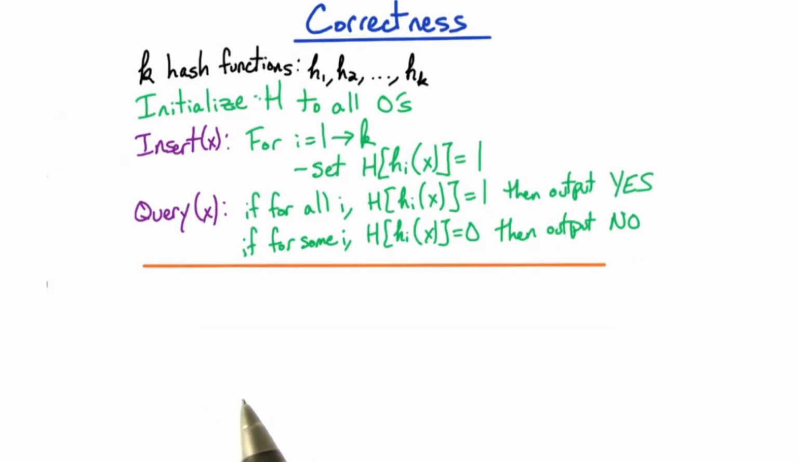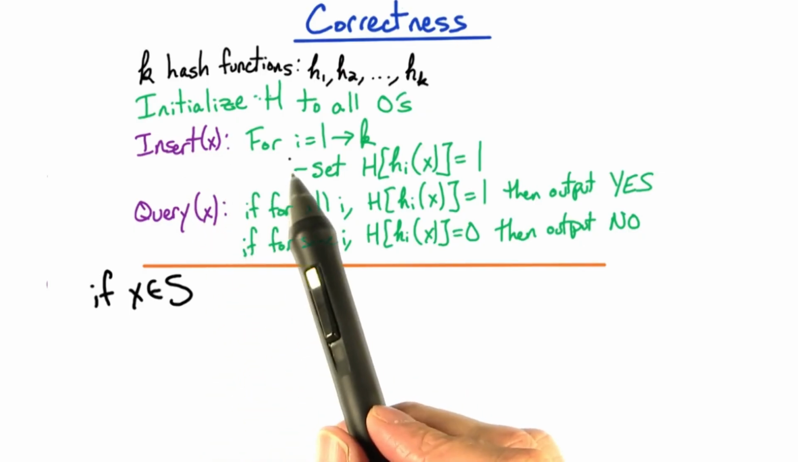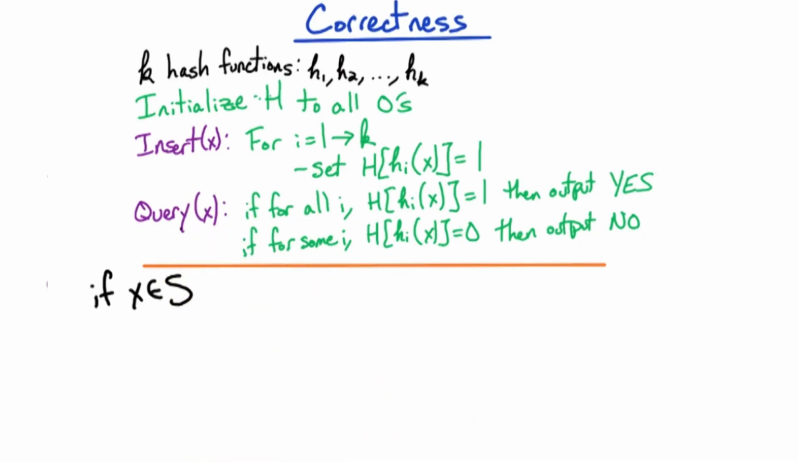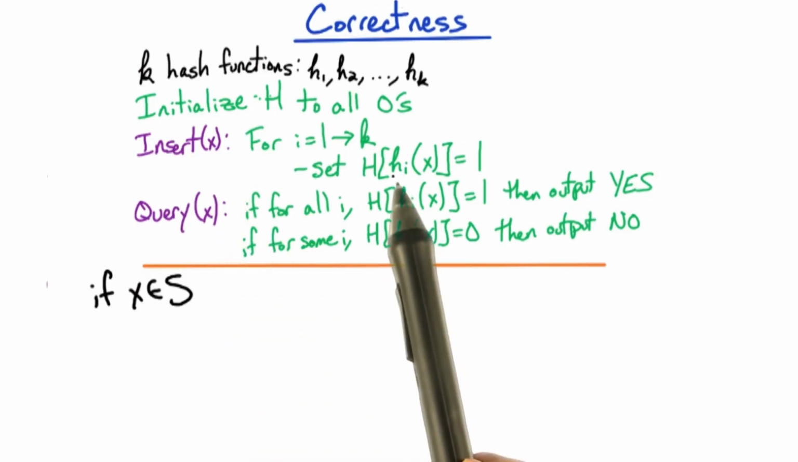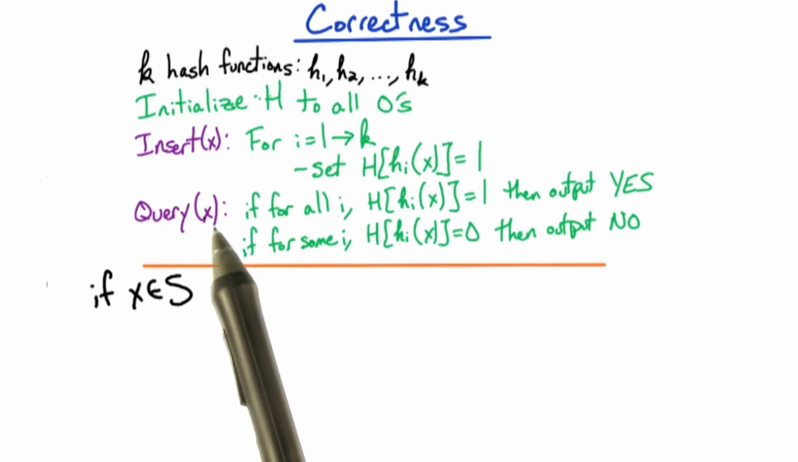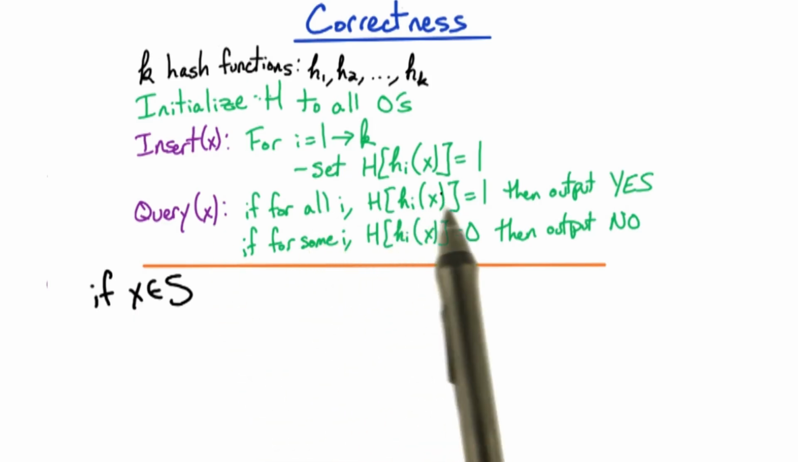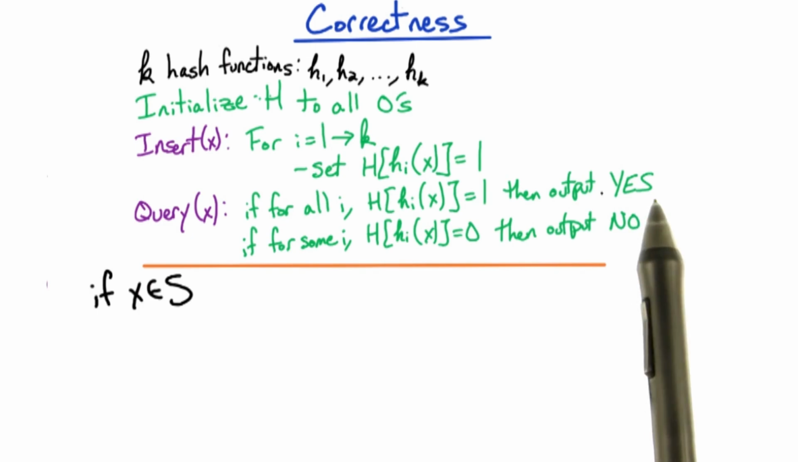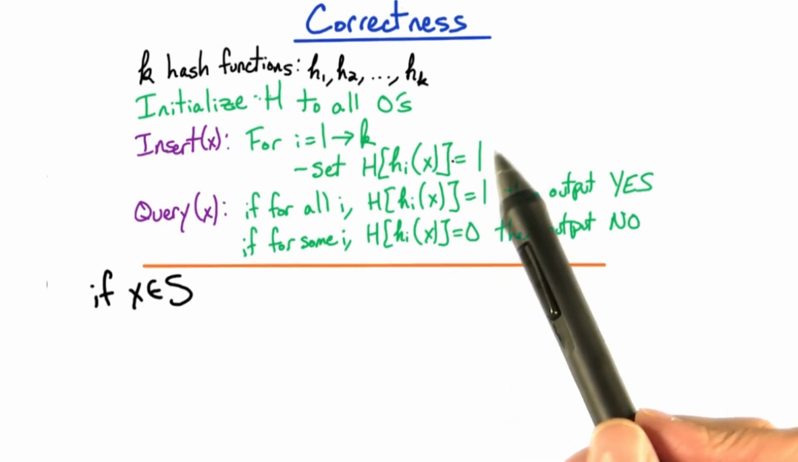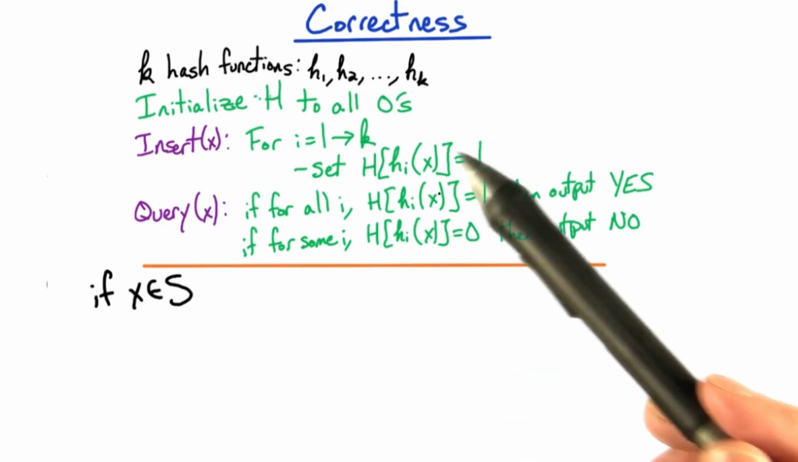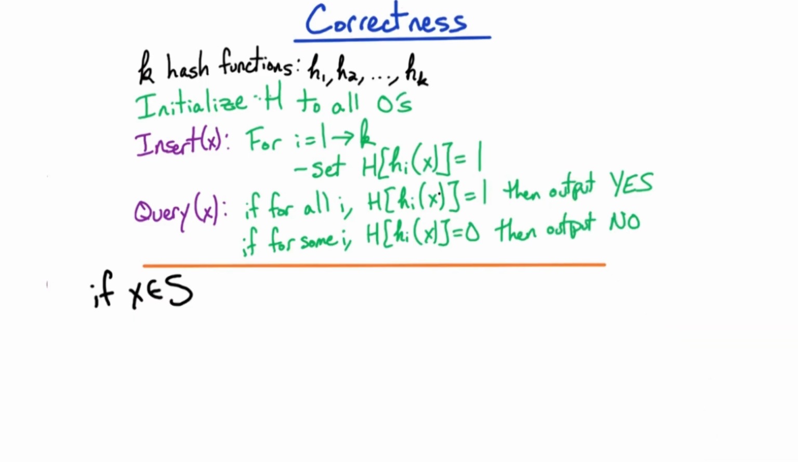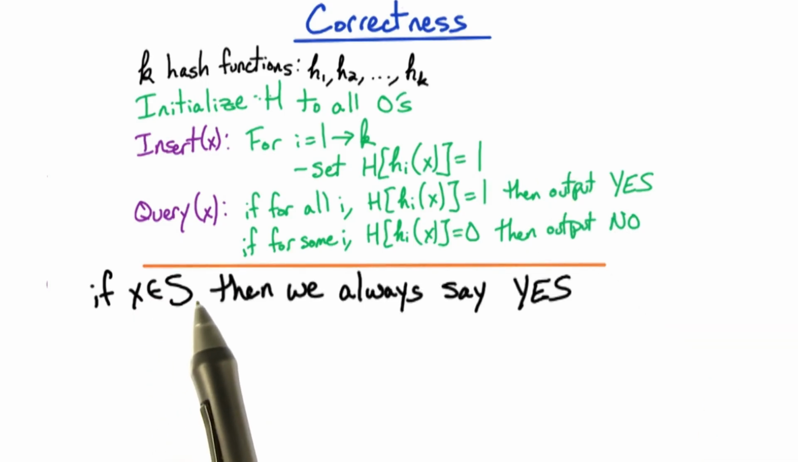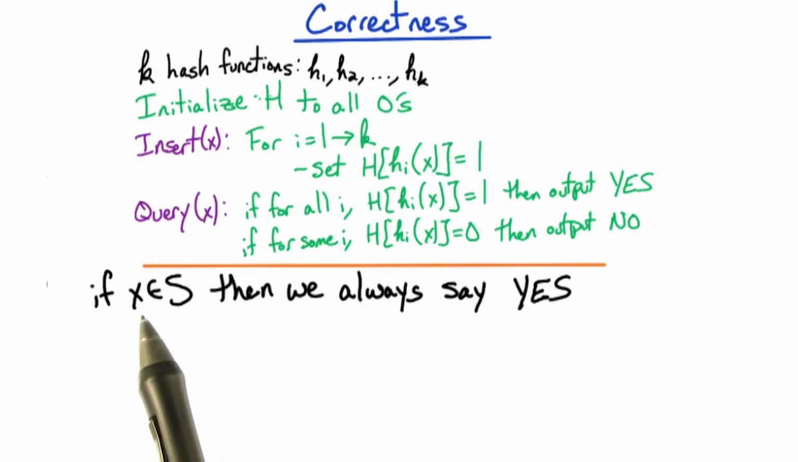Let's take a look at the correctness of this algorithm for our queries. Suppose x was inserted into our database S, and we do a query on x. What do we output? Well, when we inserted x into the database, we set all of these k bits to 1. So when we do a query, we're guaranteed that all of these bits are set to 1, and so we're going to output yes, because none of the bits ever change from 1s to 0s. Bits only change from 0s to 1s. It's a one-directional process. So if x was inserted into the database, when we do a query on x, we always output yes, it is in the database.